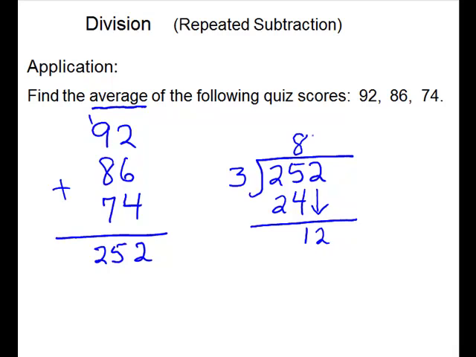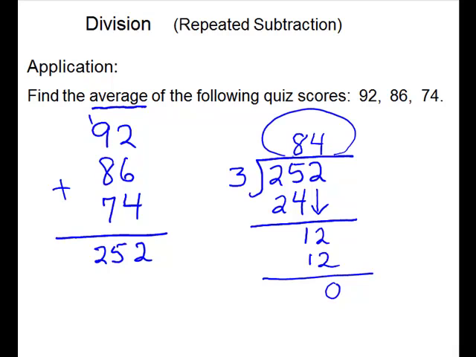3 into 12 will go 4 times. Multiply back. 4 times 3 is 12. And subtract, and this one does not have a remainder. So 84 is our average.